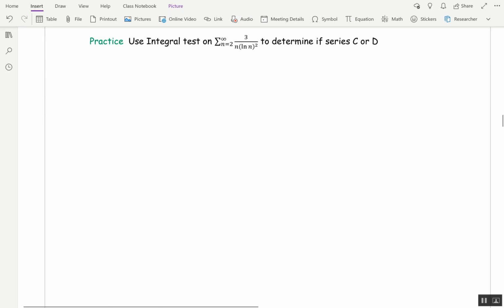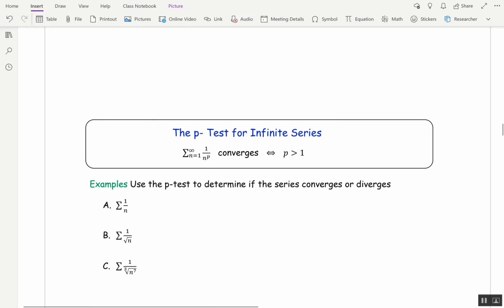And then I want to wrap it up with another test, actually, which is the p-test. We'll use this quite a bit in the next section for very simple infinite series. They look like the sum from n equals 1 to infinity of 1/n to the p. Those converge if and only if p is strictly greater than 1, okay? They converge if and only if, that's what the double arrow means, p is greater than 1. So let's determine p in these 3 examples and decide whether the series converges or diverges.